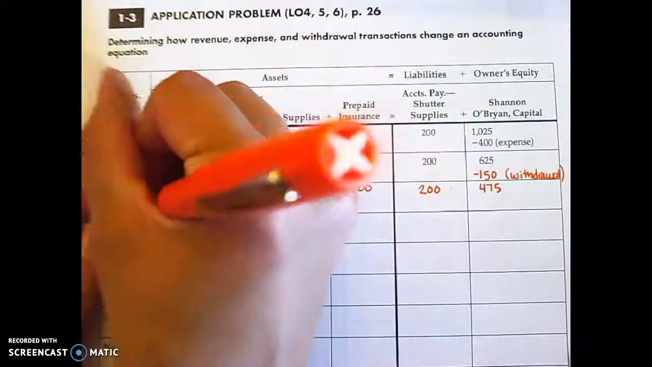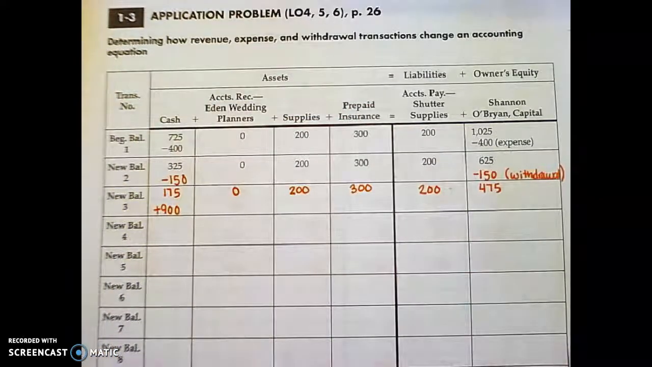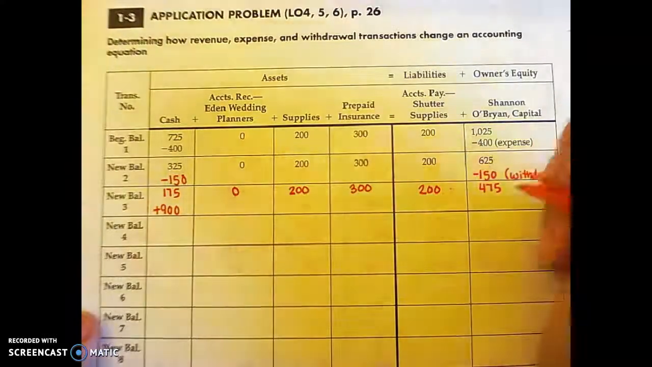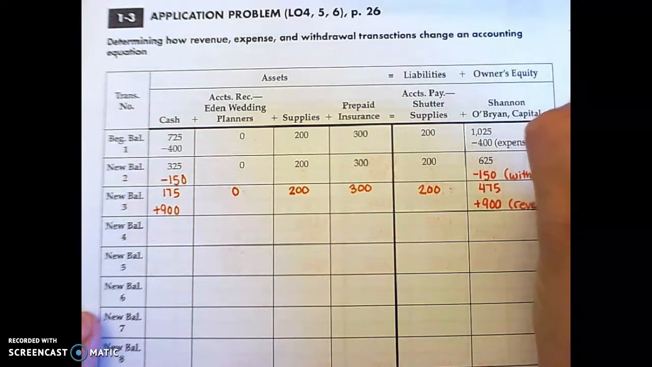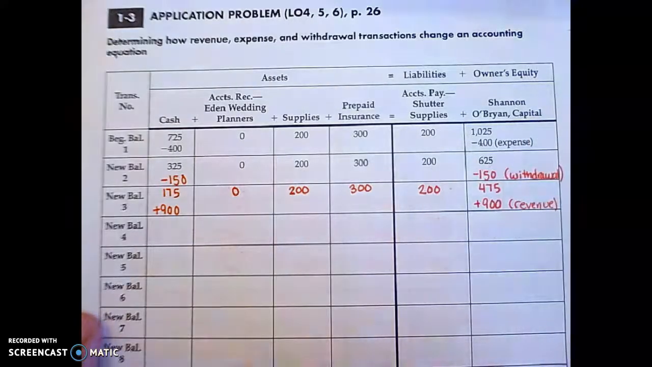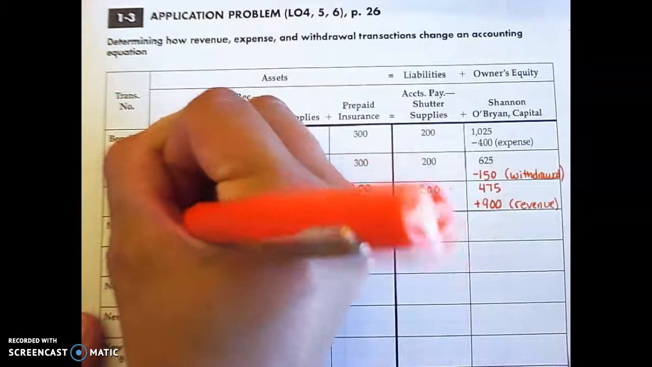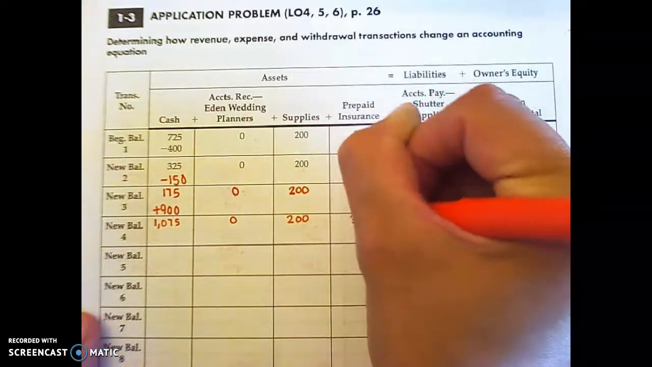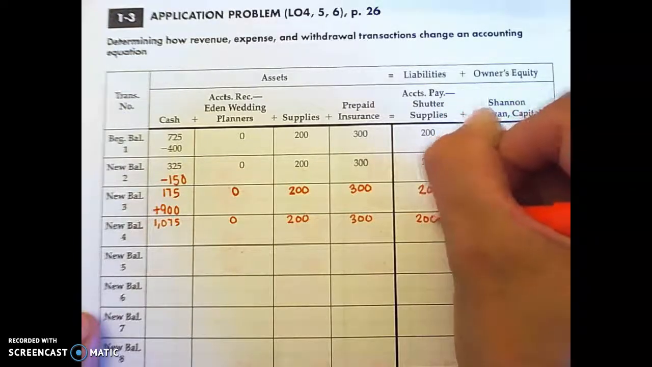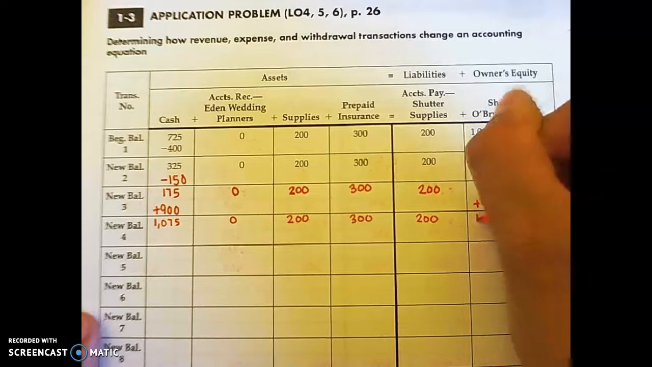Our third transaction, we received cash from sales, $900. So cash is going to increase by $900. And our owner's equity account will also be increasing because our capital account is increasing by $900. And we will need to put revenue in parentheses behind it. So our new balance going across, cash is $1,075. You can see these ones we have not had to use yet will still stay the same, but we still record the balance going down.